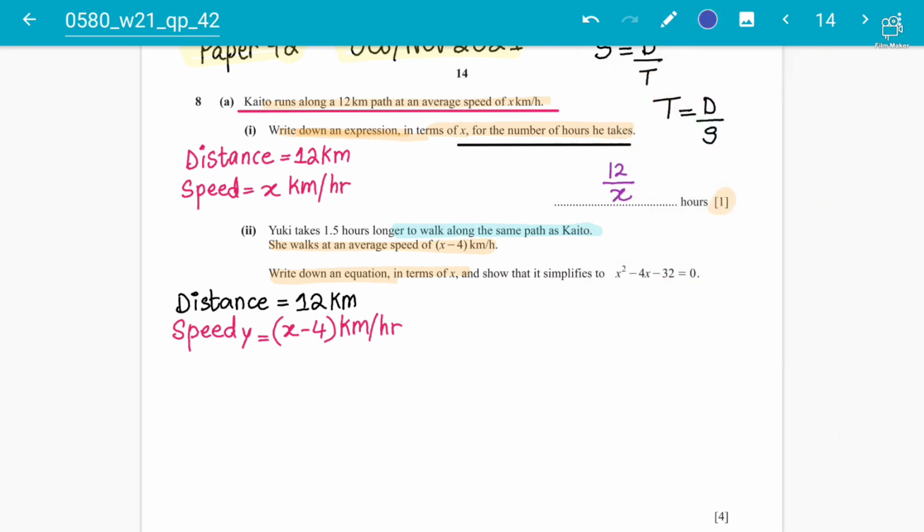So again students, you need to understand the speed of Yuki and the time for Yuki. You have already been given the speed and distance of Yuki, so the time for Yuki will be 12 divided by x minus 4 hours to cover the same path as Cato. Cato was taking 12 divided by x hours to complete the 12-kilometer path by running, and Yuki will take this much. So this is the time for Cato, let's write it here, and the time for Yuki.